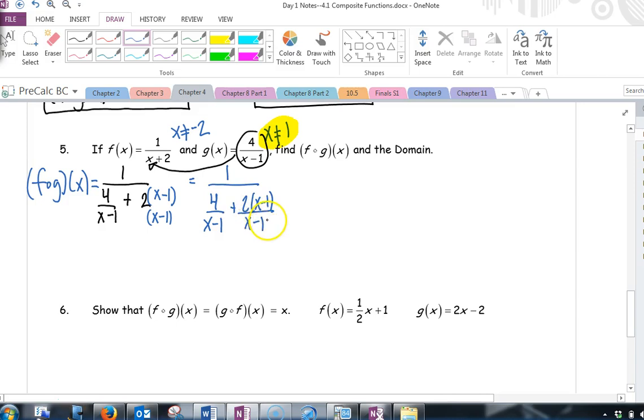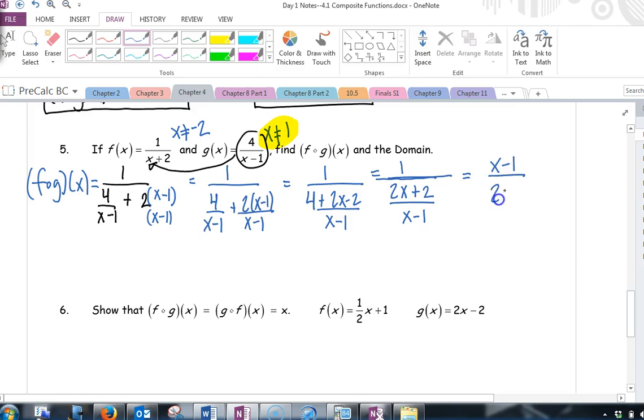Let's show a little more work this time. Okay, so then we're going to have 4 plus 2x minus 2 all over x minus 1. I'm going to keep on going. 2x plus 2 over x minus 1. And then we're going to multiply by the reciprocal. Basically, that's going to flip our fraction. So you should end up with x minus 1 over 2x plus 2. And that's f of g of x.